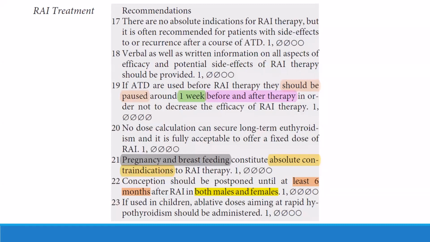Regarding pregnancy, we should do a pregnancy test even if the female is not pregnant, to be sure she is not pregnant, before radioactive iodine ablation. And for breastfeeding, if we decide to give radioactive iodine ablation, we should stop breastfeeding. And also, conception should be postponed until at least 6 months after radioactive iodine in both male and female.